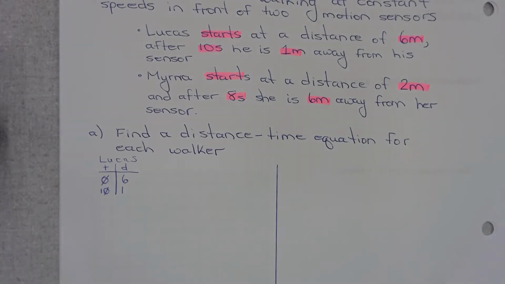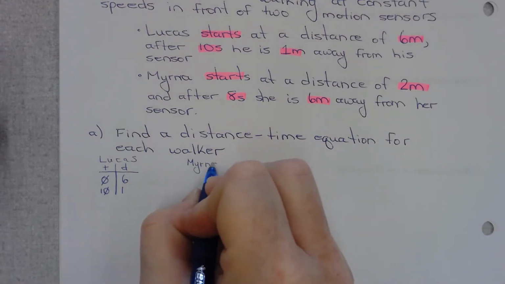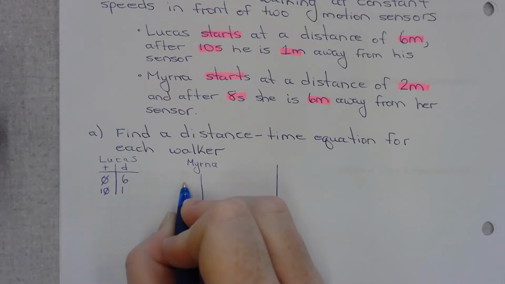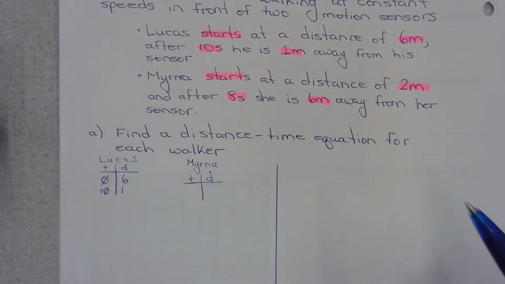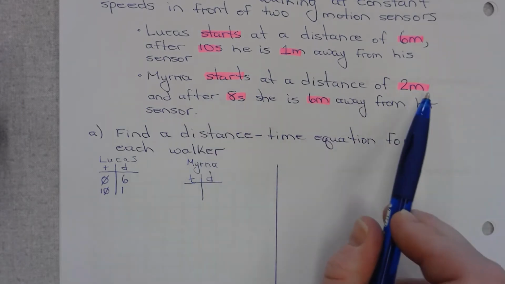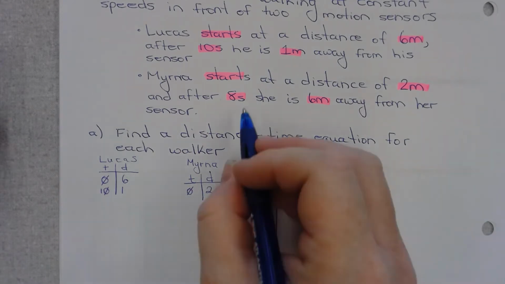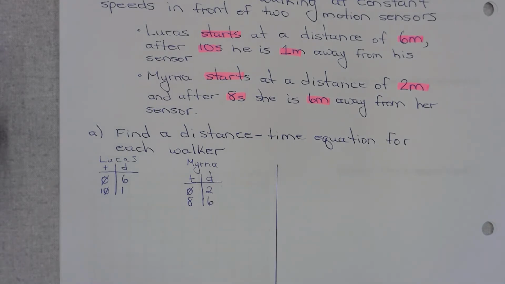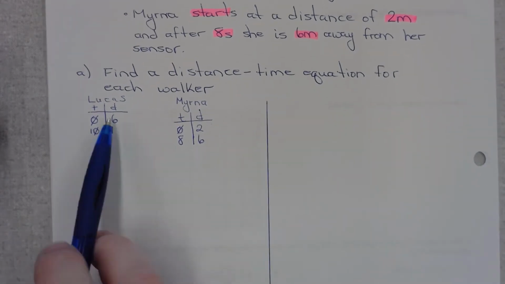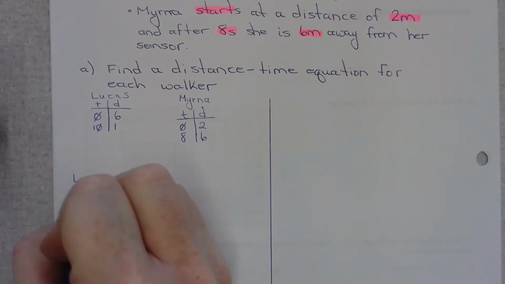And then if we do the same thing for Myrna, again, it's going to be time and distance, and distance depends on how long she's walking for. So at the start she's 2 meters away, and after 8 seconds she is 6 meters away. So we have two tables now, so we can actually come up with equations for both of them. So let's start with Lucas.